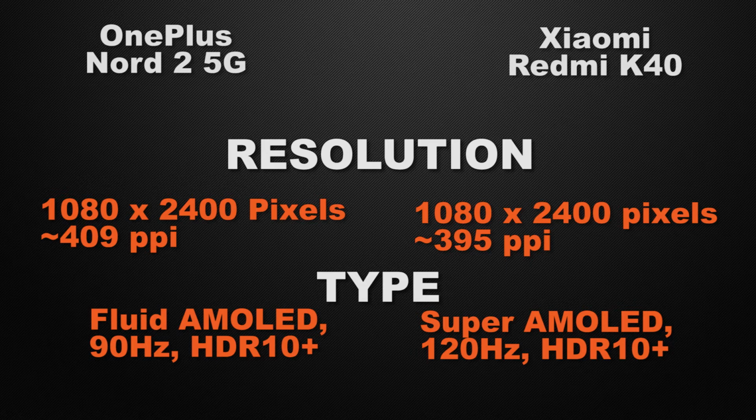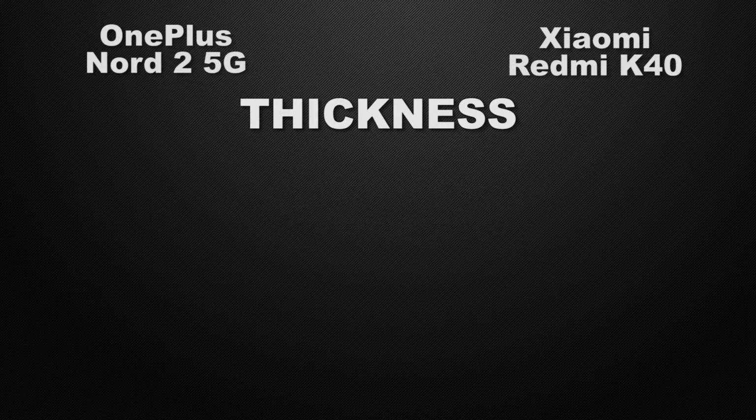So the winner here is K40 because it has a 120Hz refresh rate, which makes transitions smoother. Moving to the body features of the devices, let's start with the thickness. Nord 2 has 8.3 mm of thickness, whereas K40 has 7.8 mm of thickness. So clearly the winner here is K40 because it has a slimmer body.